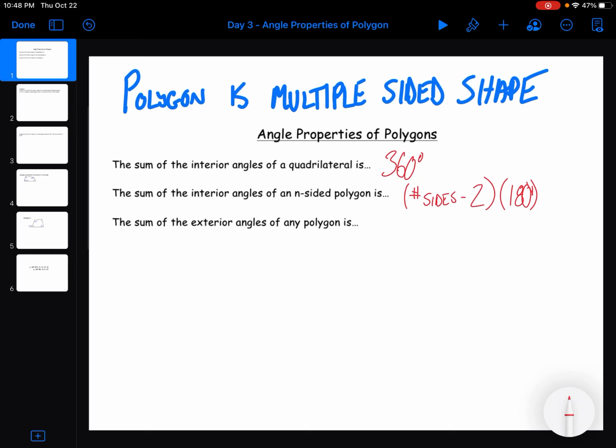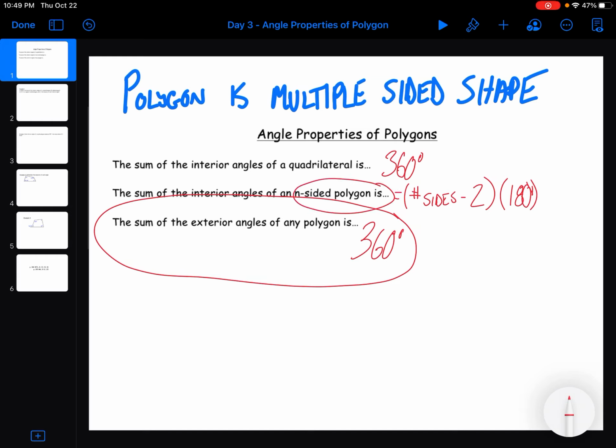The sum of the exterior angles actually doesn't change from that of a triangle. The sum of the exterior angles is always going to be 360. So this is kind of something that you need to remember. Okay, you need to know the sum of the interior angles of an n-sided polygon is equal to the sides, or n minus 2 times 180. But also the exterior angles is always going to be 360.